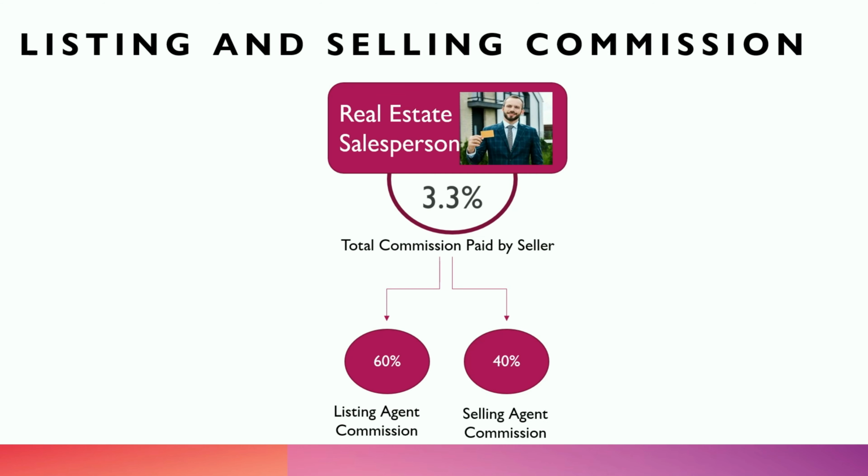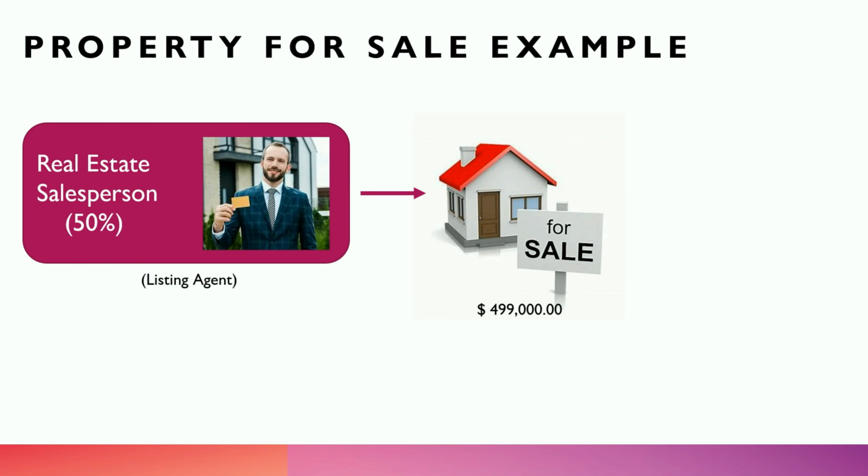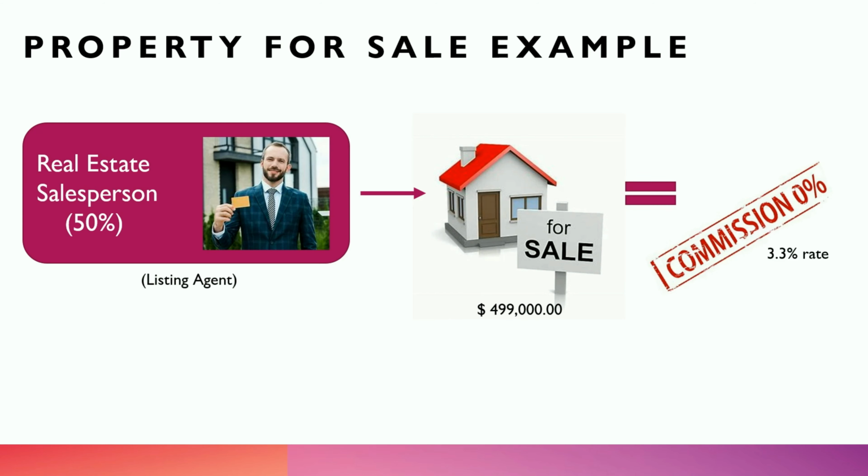And when the property is sold, the selling agent will receive 40% of the total commission paid by the seller for his job of selling the property. It is not uncommon for the listing agent to both list and sell the property, whereby receiving 100% of the commission paid by the seller, of which they are entitled to under their employment agreement. In this example, the real estate salesperson is on a 50% commission rate. He lists a property for sale at $499,000 and at this stage receives no commission of the 3.3% rate set for the purpose of this example.